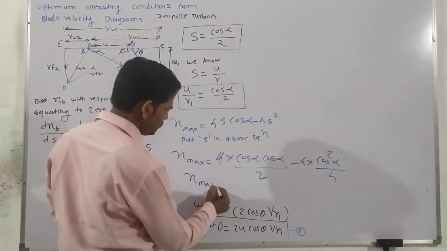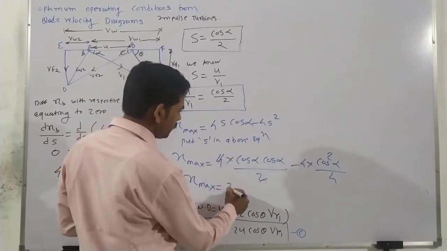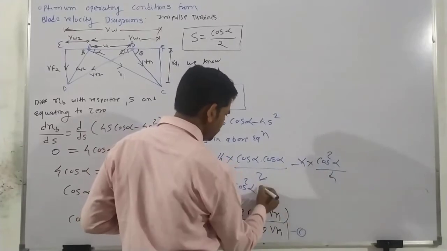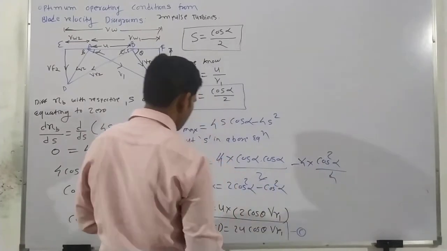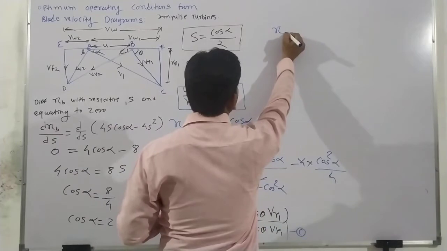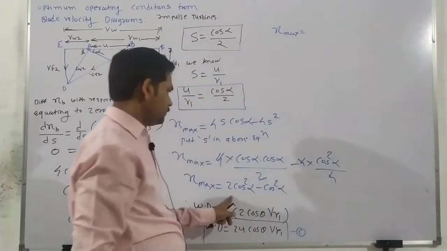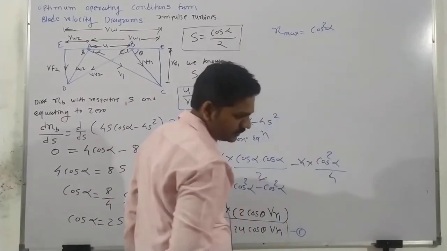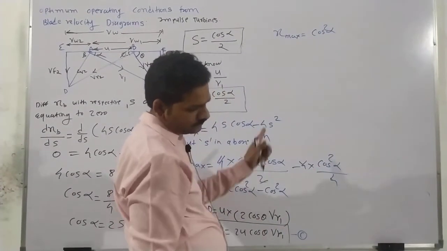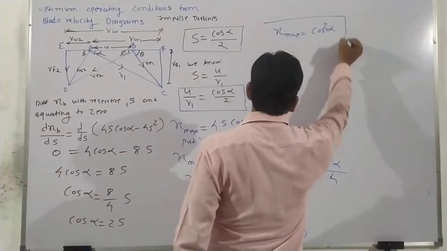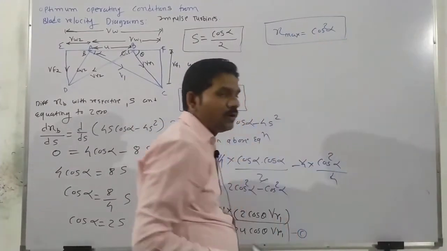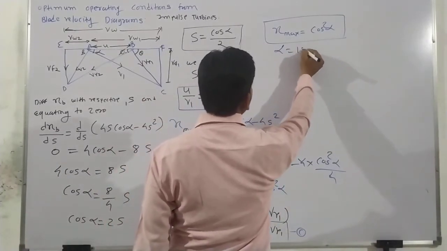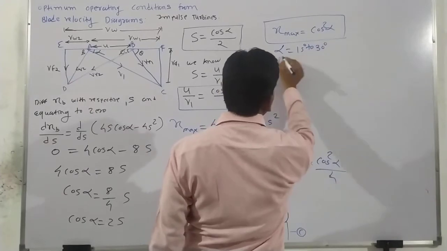So what is remaining here finally? N max is twice cos square alpha, and here the 4 cancels. So N max is only cos square alpha. Yes or no? Yes, we have only this cos square alpha, and this is the maximum efficiency of steam turbine blades. And this alpha we have to fix here at 15 degree to 30 degree.